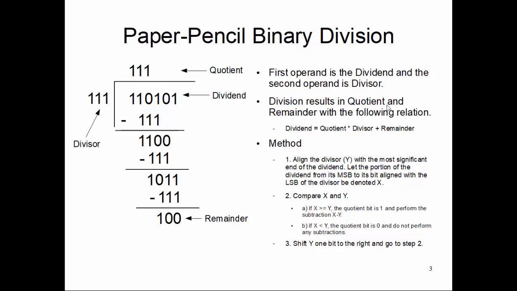The division result of the quotient and remainder has to have the following relation: dividend equals quotient multiplied by divisor plus remainder. Okay, so that has to be satisfied. So in strict math terms, your dividend doesn't have to be this way. Your dividend could be quotient multiplied by divisor minus the remainder, right?